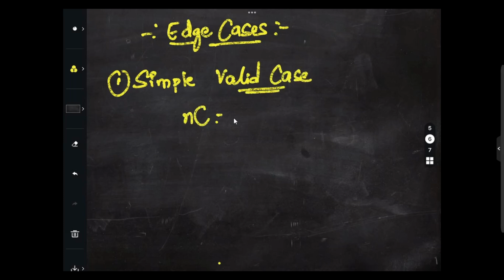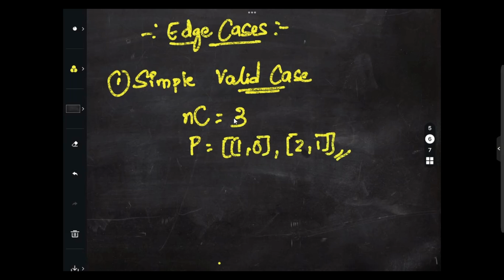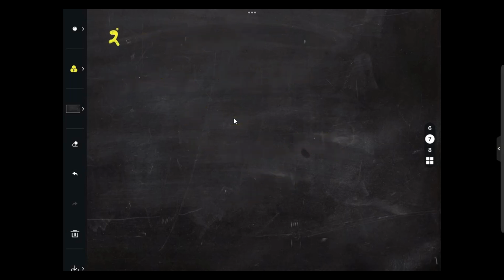So num courses, I'll just consider NC here. Number of courses, I'll consider 3 here. Prerequisites, I'll just consider P here. Prerequisites, let me consider 1, 0 and 2, 1 here. This is fine. Output will be true in this case. So why output here is true? You can just visualize in the same way. If you want to know all the steps, you can just visualize in the same way that I had showed for example 1. So here linear dependency we have. So no cycle is formed. In this case, we have to return true. This is for the first edge case.